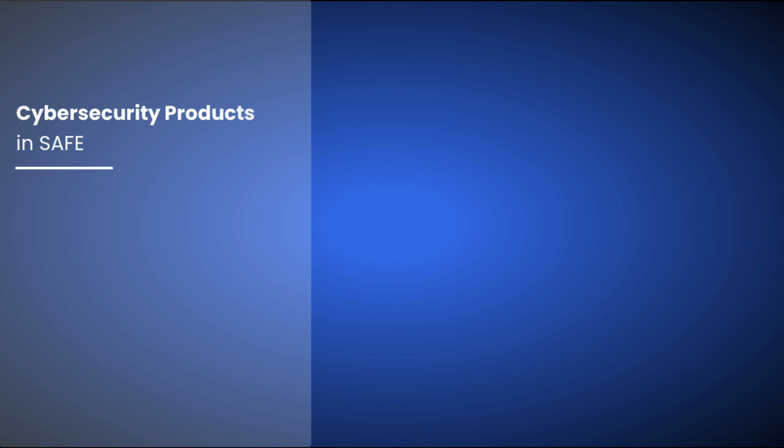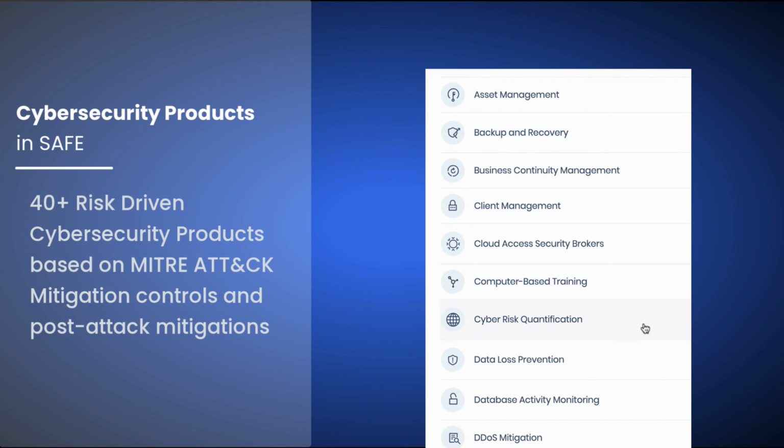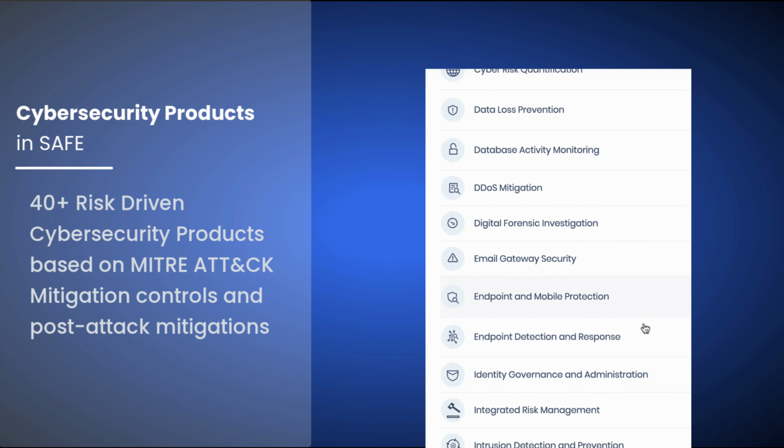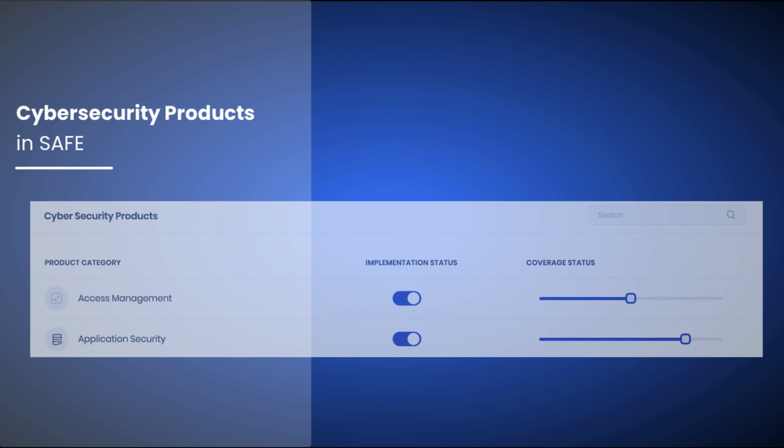The Cybersecurity Products module in Safe contains 40+ risk-driven cybersecurity products that are based on MITRE ATT&CK mitigation controls and post-attack mitigations. Safe's cybersecurity products assessment takes input about the implementation status and percentage coverage of the business-critical assets.